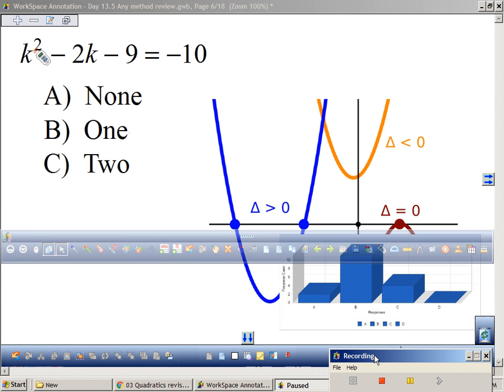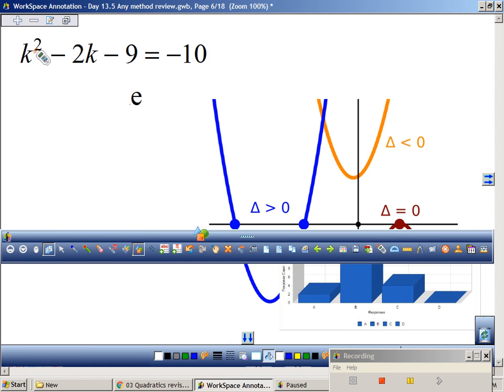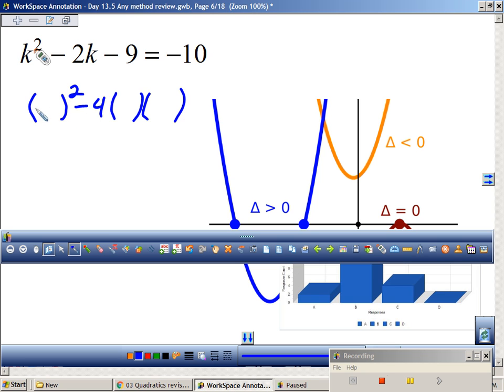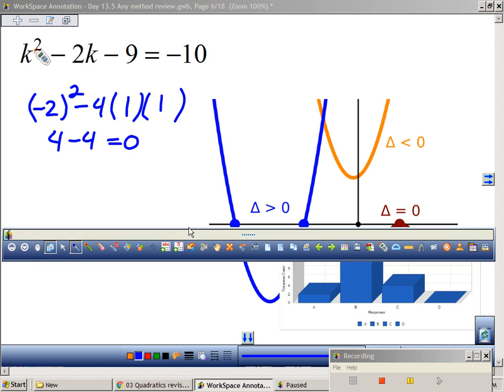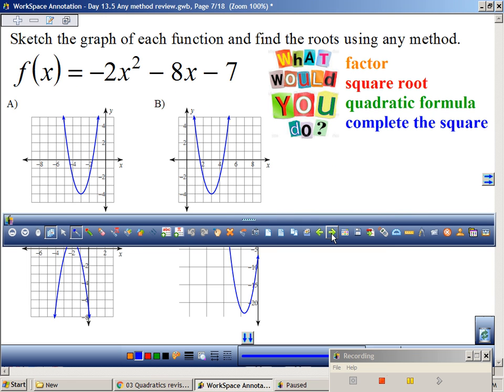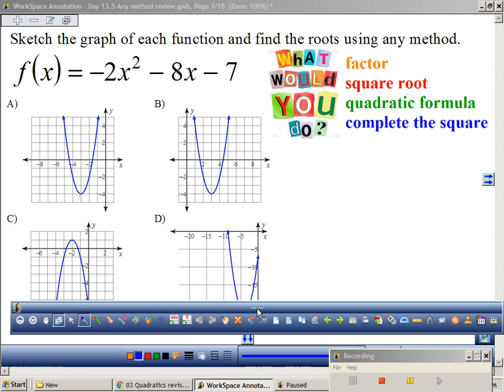Okay, you guys did better on that one. Most of you said B. B is correct. So if I have b squared minus 4ac, my b is negative 2, my a is 1, and my c is not negative 9, but if I add 10 to both sides, it's going to be 1. So this is 4 minus 4, which is 0. Okay, moving on.